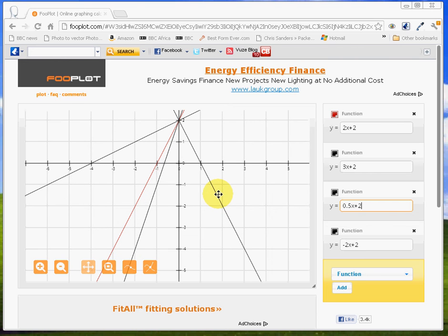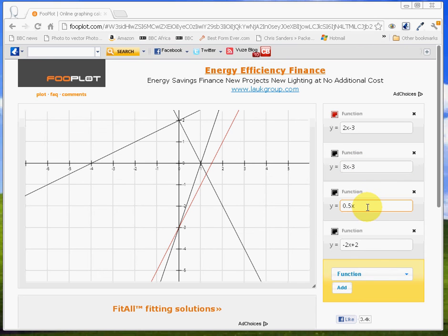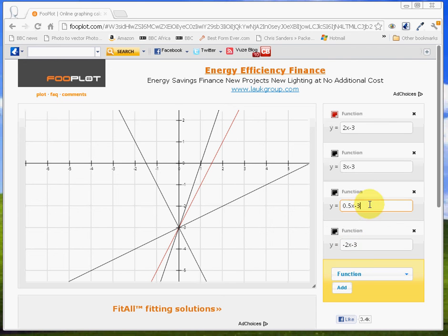What about if I make these all -3? Can you guess what this graph is going to look like? I'm going to leave all the slopes the same, but I'm going to change this to -3. There we go. And that's what's happened. All exactly the same slopes, but they all now go through -3.